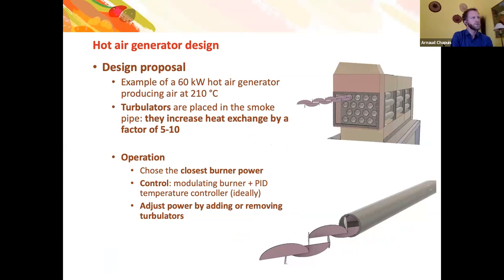Another important point to improve the heat exchange is that in the smoke pipe, you can place small devices like this, called turbulators, that will increase the turbulence and improve the heat exchange in the pipe. The use of turbulators can multiply the heat exchange by 5 to 10, depending on the turbulator design. So this is a very good and very cheap way to improve the heat exchanger efficiency without oversizing.